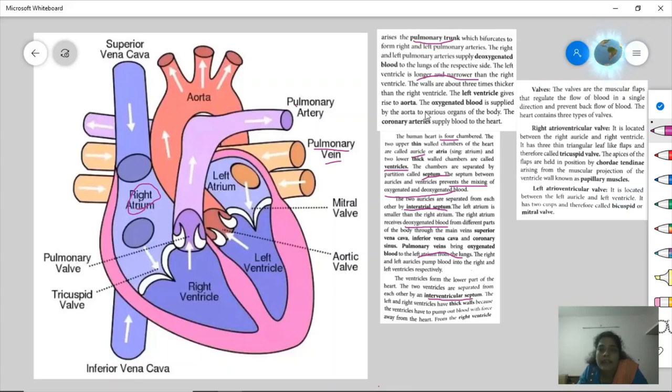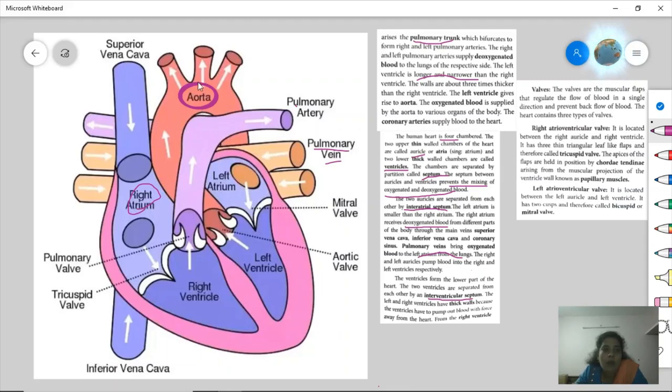The left ventricle gives rise to the aorta. The oxygenated blood is supplied by the aorta to various organs of the body. Only oxygenated blood is supplied by the aorta to various parts of the body.